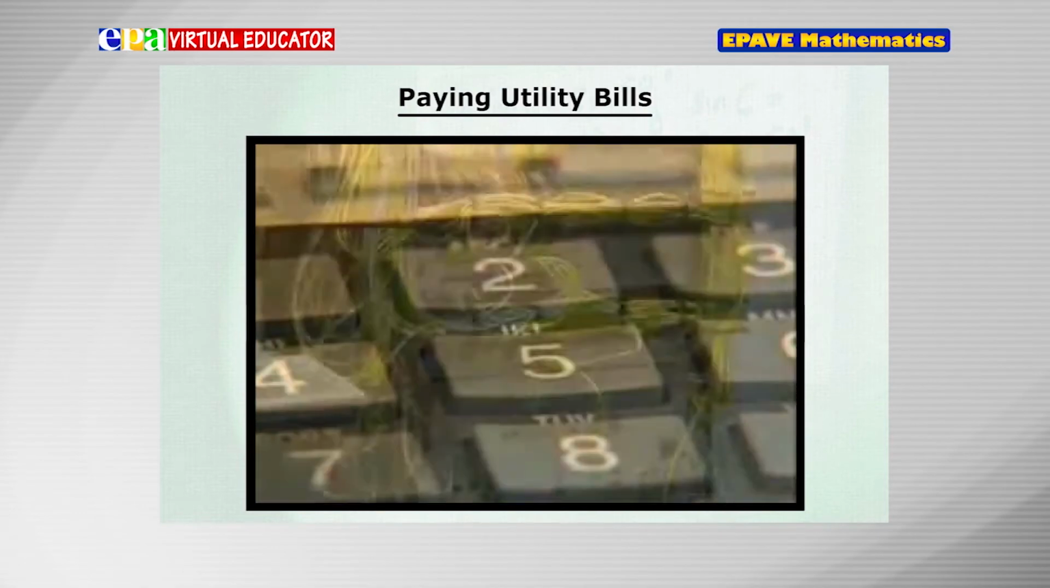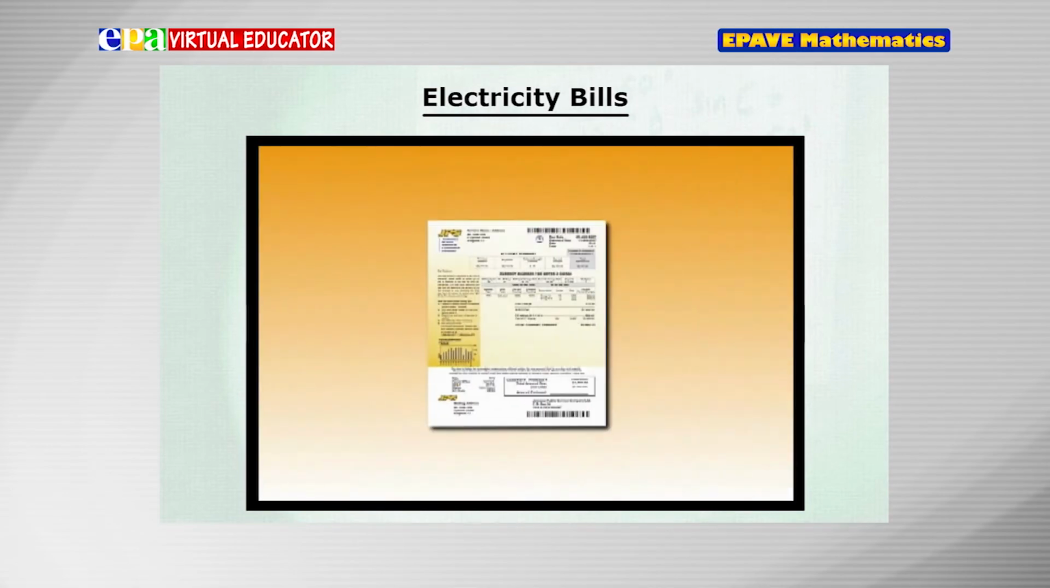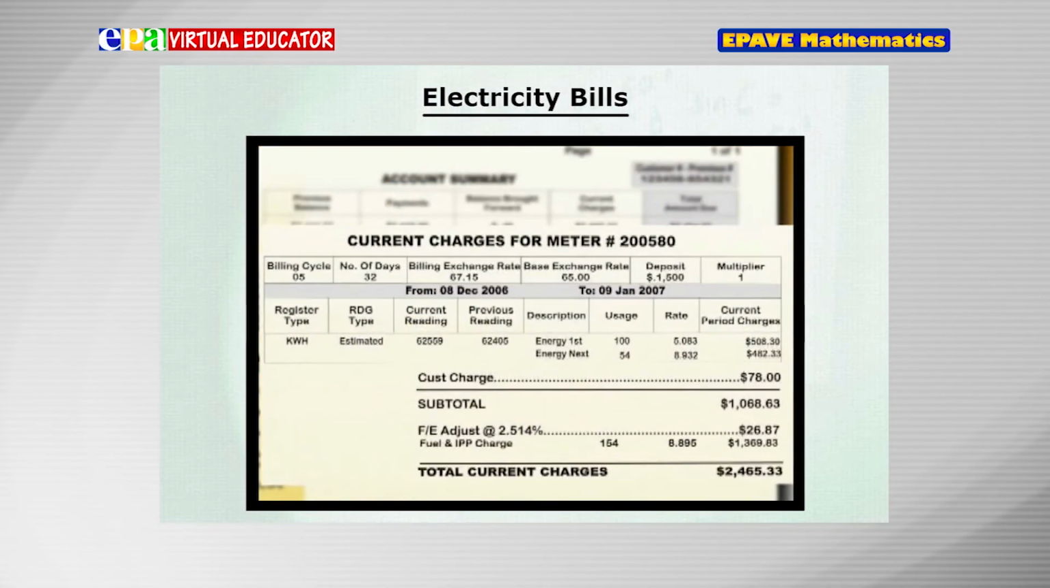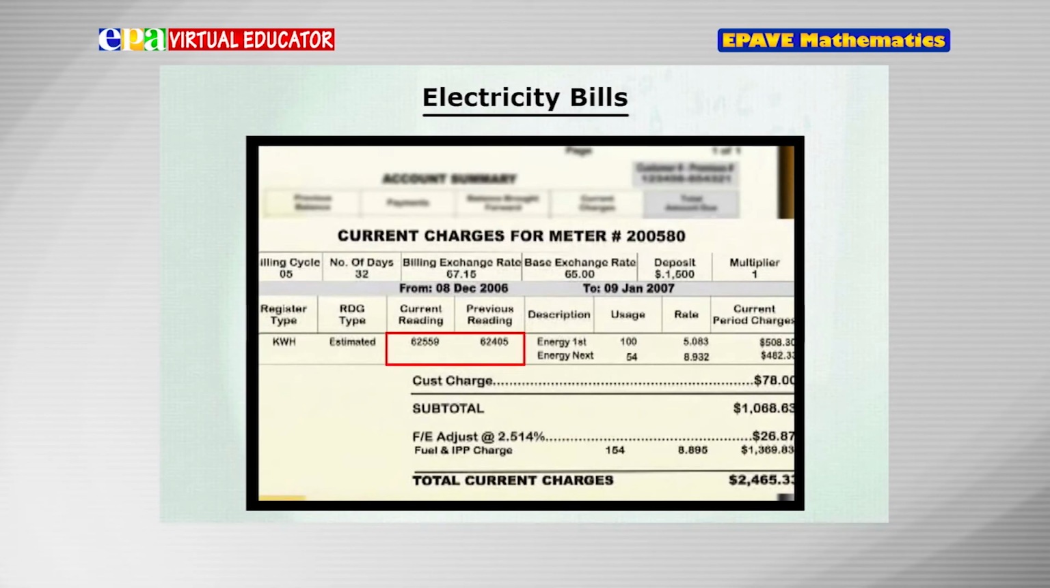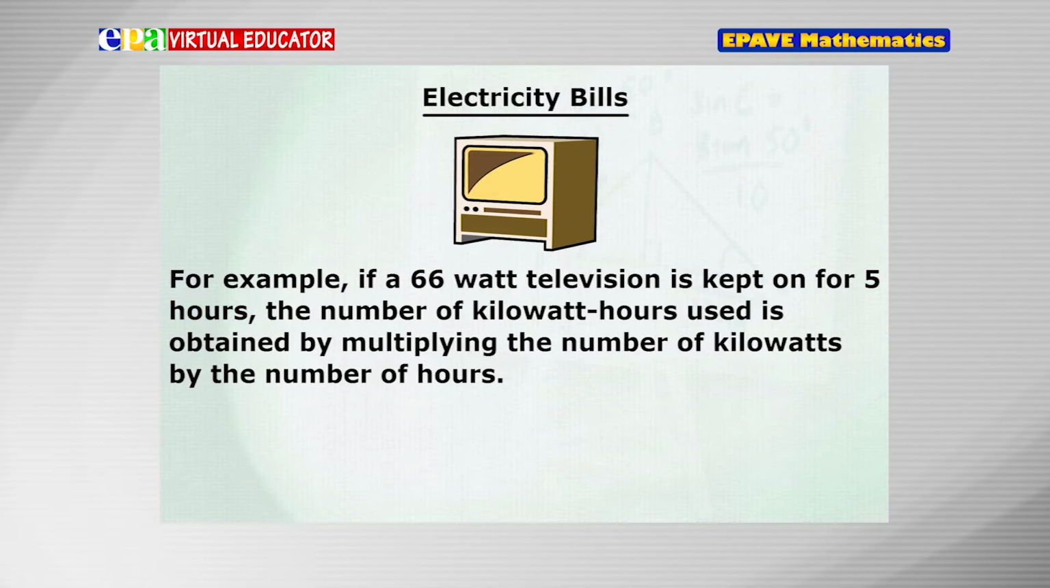The first question asked when viewing an electricity bill is, what is meant by the number of kilowatt hours (kWh) used? How do you determine how many kilowatt hours an appliance uses? This is not very difficult. Look at this example. If a 66-watt television is kept on for 5 hours, the number of kilowatt hours used is obtained by multiplying the number of kilowatts by the number of hours. Remember, 1000 watts equals 1 kilowatt.